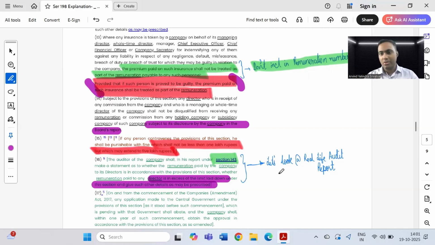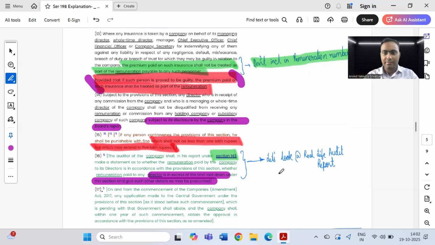So as I told earlier, we will look at a real life audit report, and I start off this lecture itself by saying that managerial remuneration has a direct hit on your audit report, which is why it is very, very, very critical. So we'll look at this towards the end.